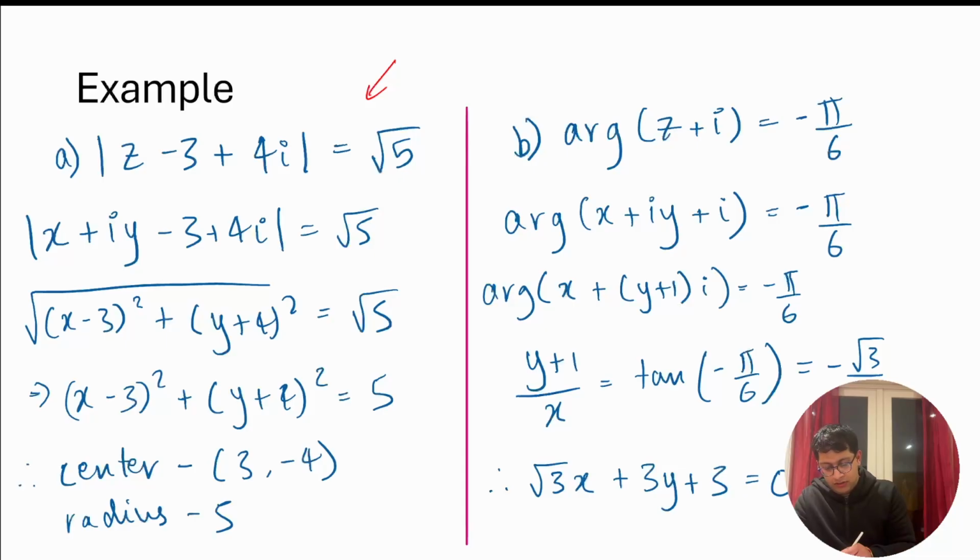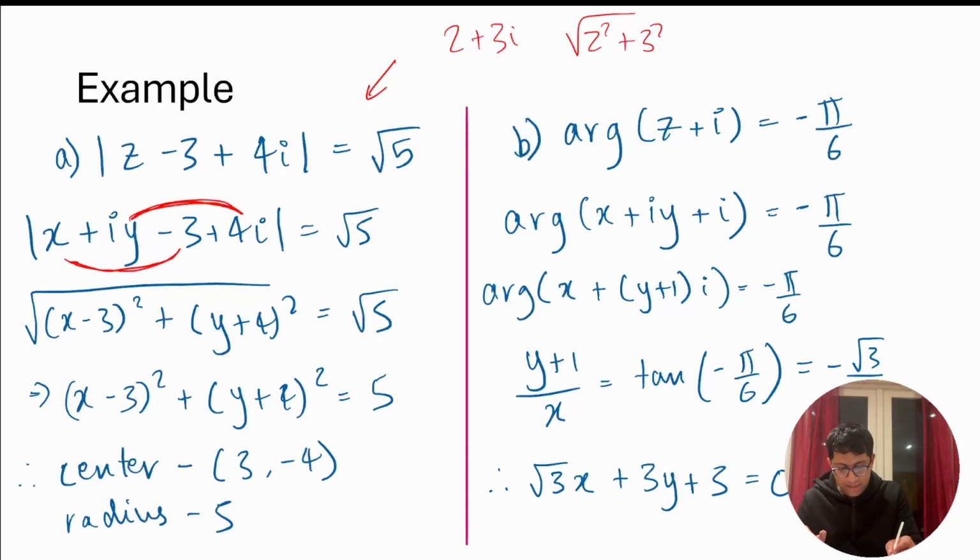then you swap out x plus iy in terms of z. You can rearrange this and group the non-imaginary terms together and the imaginary terms together, to get (x minus 3) plus (y plus 4)i. Normally, remember, if we had 2 plus 3i, to work out the modulus you just do the square root of 2 squared plus 3 squared. Same thing here. Square the real part, square the imaginary part, square root it to find the modulus. And you get this equation.